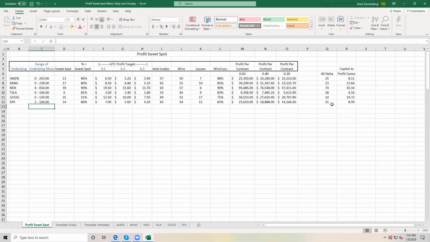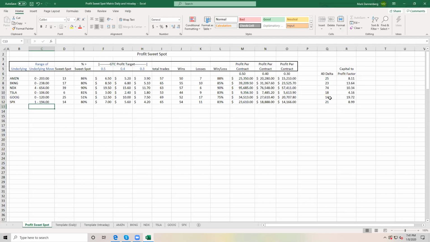So you're going to be able to use that information to say if there are multiple signals presented to you at one time and you want to filter out and you don't want to trade all 6, you'll be able to decide which ones you want to trade based on the cost basis and something I'm referring to as the capital to profit factor.